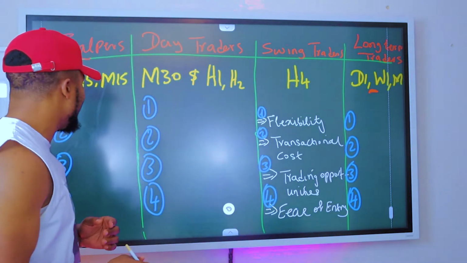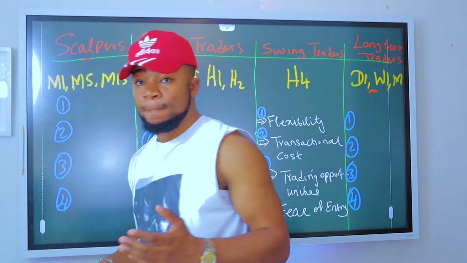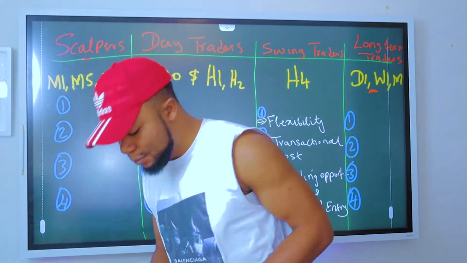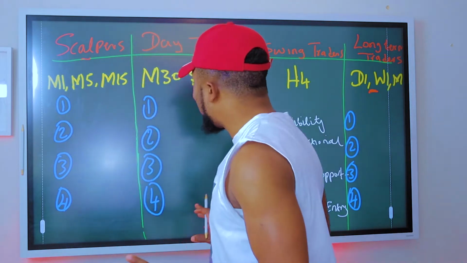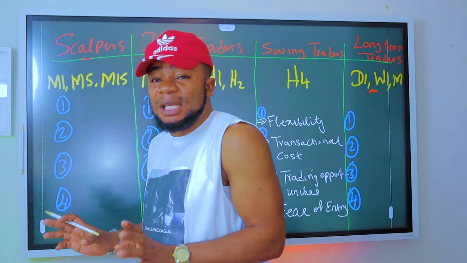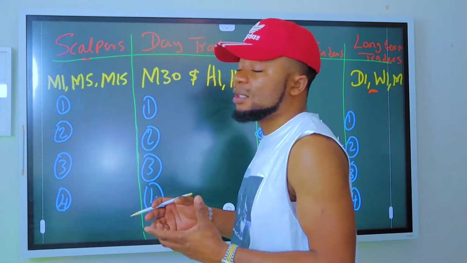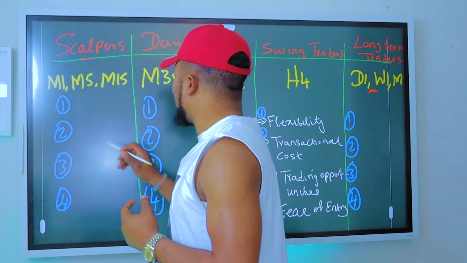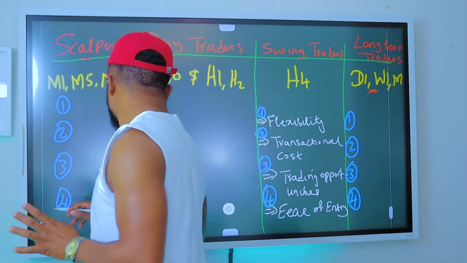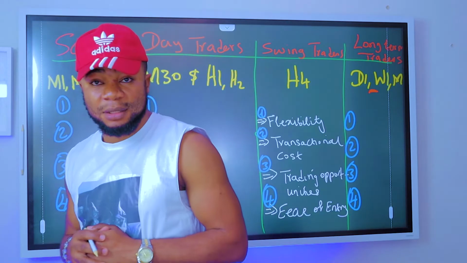Let's start with the first time frame. Let's start with the scalpers, because many people want to scalp. 80% of people want to scalp. Let's analyze it so that you'll be able to see if it is something you want to try, if that's where you belong, and if that's the time frame you want to use. Let's start with the first point. What was our first point? Our first point was flexibility, right?